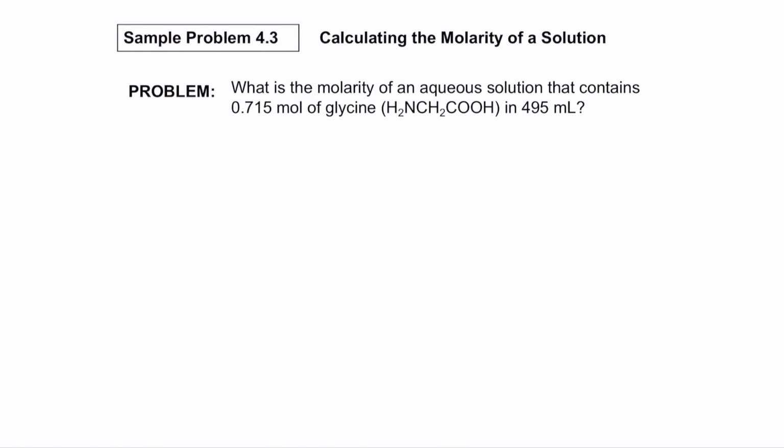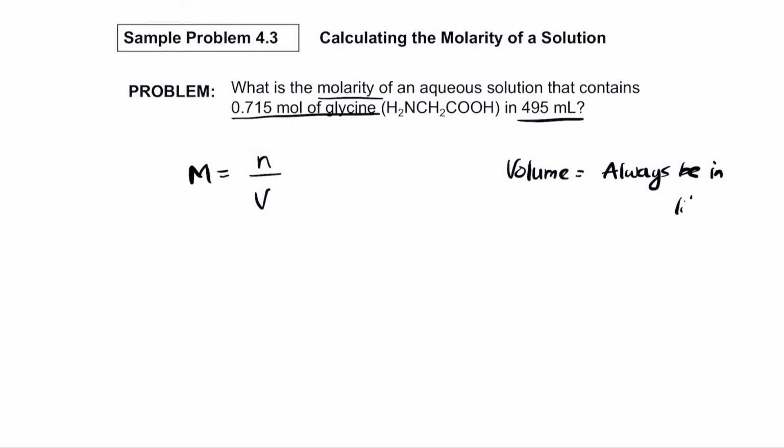Here it is given: what is the molarity of an aqueous solution that contains 0.715 mole of glycine in 495 ml of water? So how do you solve this? Molarity is the number of moles by volume. Remember that volume here should always be in liters. If it is in ml, 1 ml is 1 over 1000 liter. 1 cc is also 1 over 1000 liters.